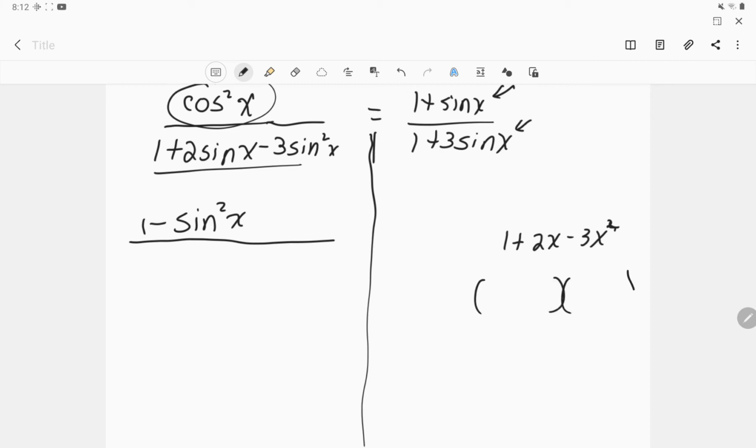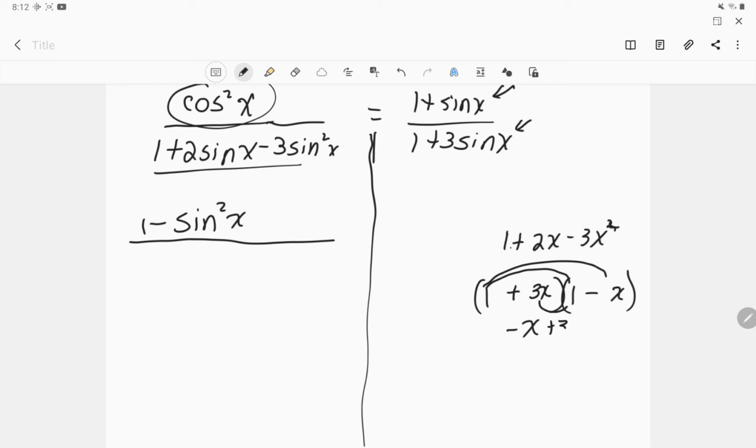If I were trying to factor that, 1 times 1 would make 1, and then 3x and x would make 3x squared. Now, if I had plus here and a minus here, let's see if that works. And again, I'm just going to check it. 1 times 1 is 1, square is 1. 1 times negative x is negative x.